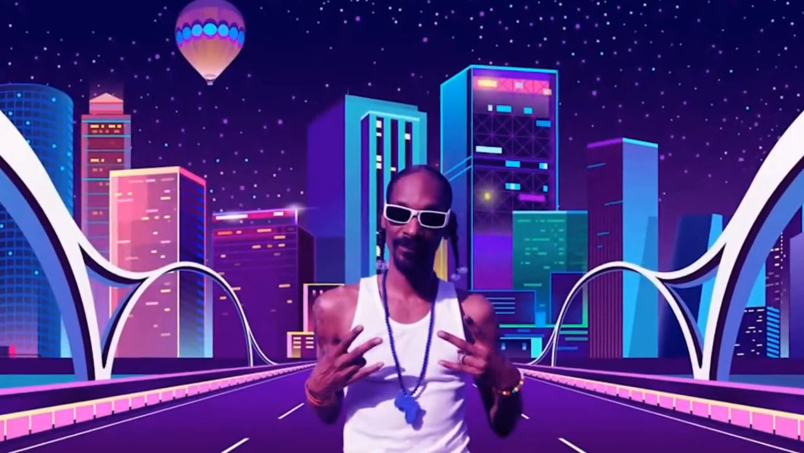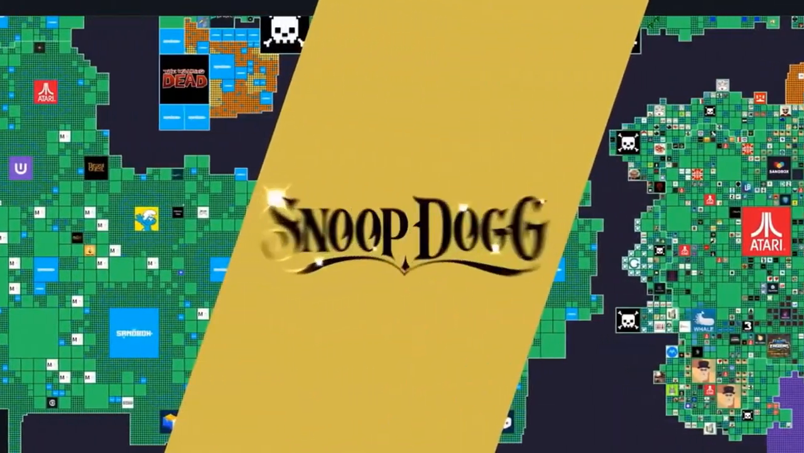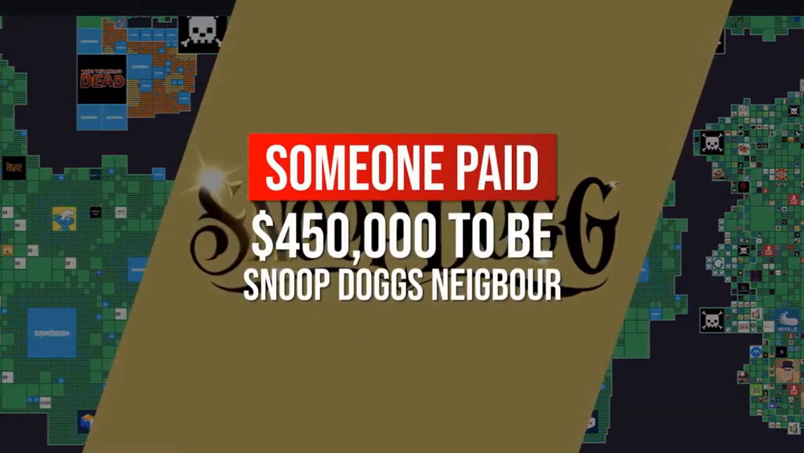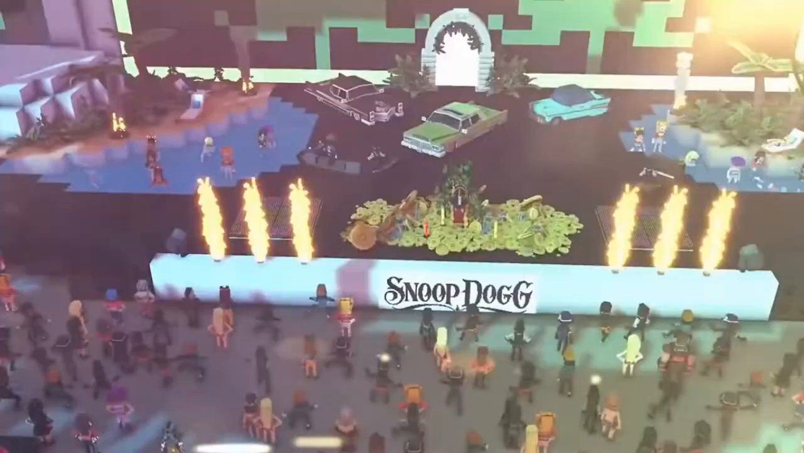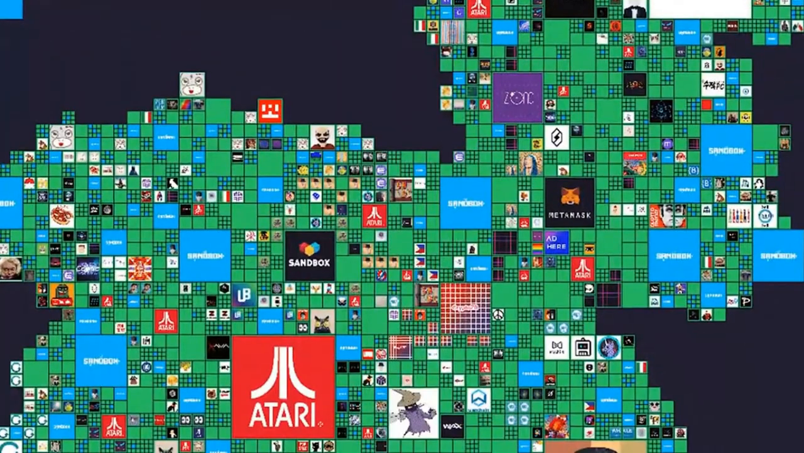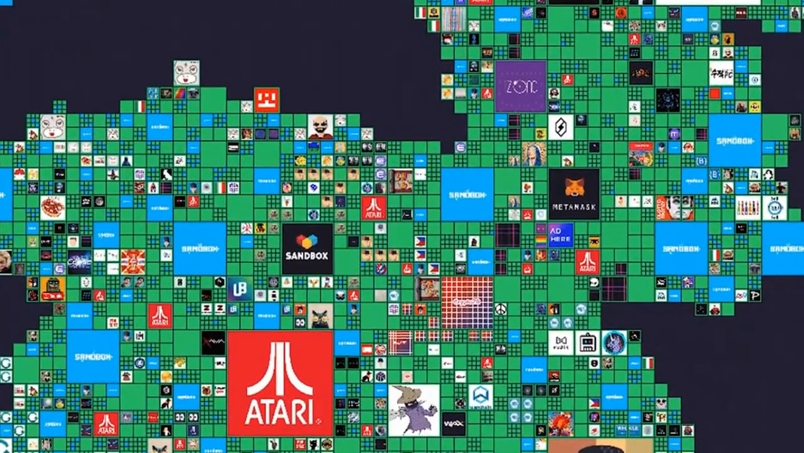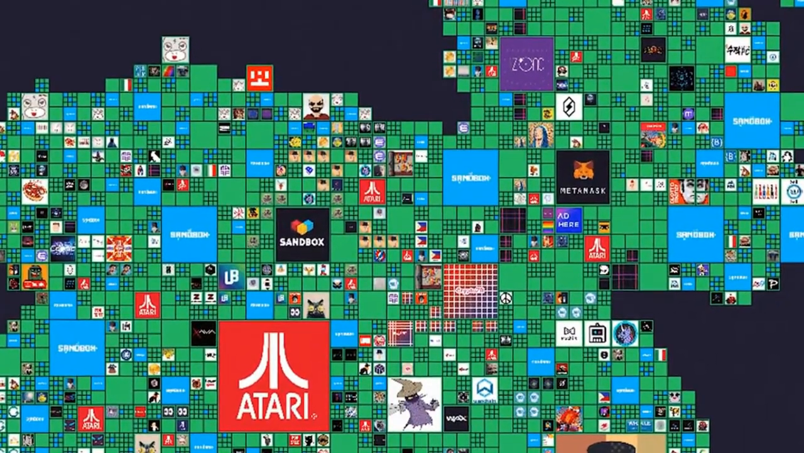The Snoopverse is fast rising in value and popularity, so much that in the past year, someone paid $450,000 to be Snoop Dogg's neighbor in the Snoopverse when one of the virtual estates was put up for sale. The user, simply known as P-Ape, purchased the digital plot of land on the 3rd of December in 2021.